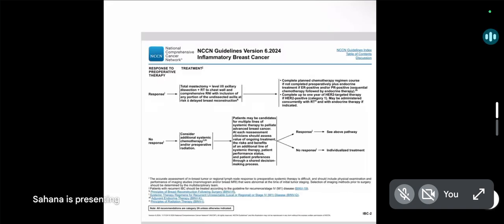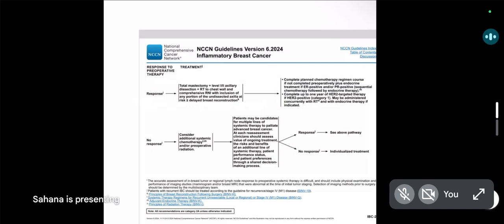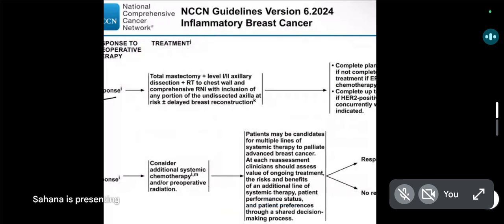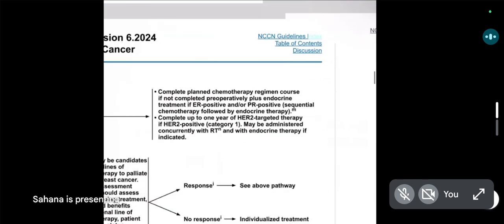Then how do you treat them? You will start them with neoadjuvant therapy, which is a must. Then you will see their response. After there is a response to your neoadjuvant therapy, then you will do total mastectomy with axillary clearance with RT to chest wall and regional node irradiation, inclusion of any portion of undissected axilla at risk, or delayed reconstruction. So you will add radiation to the chest wall and regional nodes.